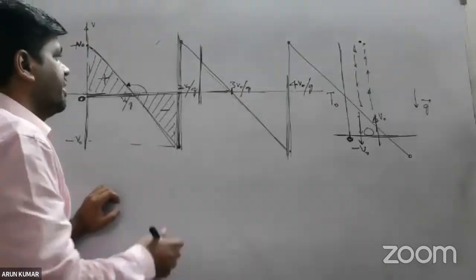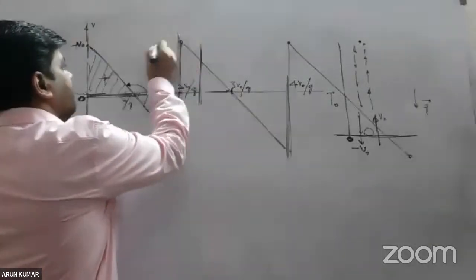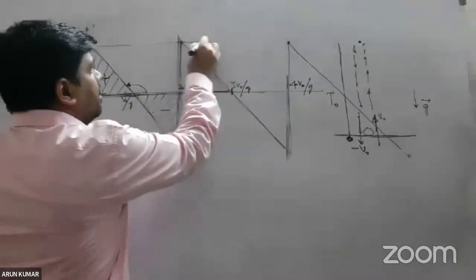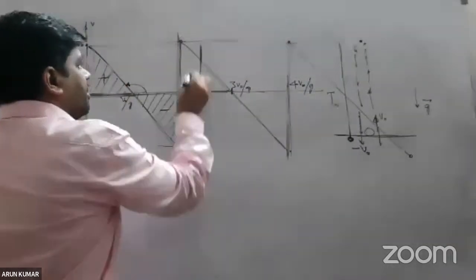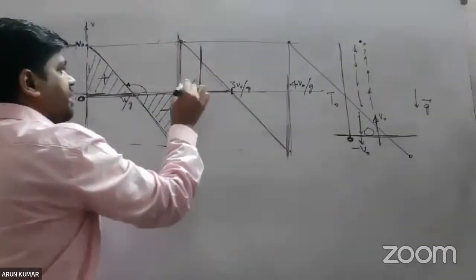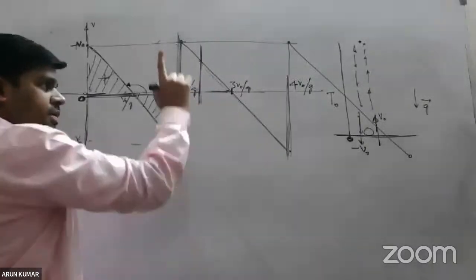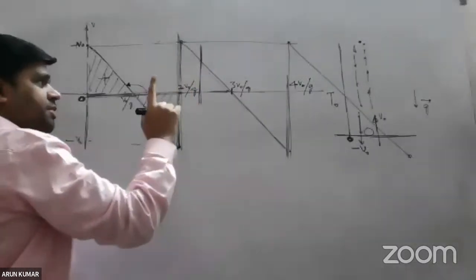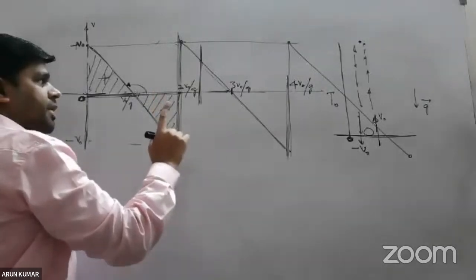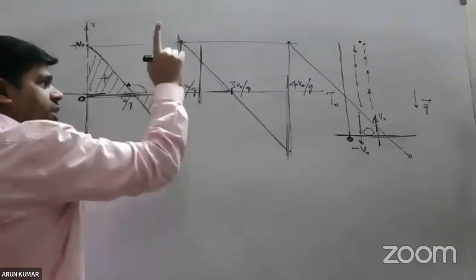Right, Omkar. It is V naught, but it is less than V naught. But the velocity is positive here. At this time instant the velocity is positive. Velocity positive means it is upward, and I'm taking upward as positive. Right? So the particle is going up.